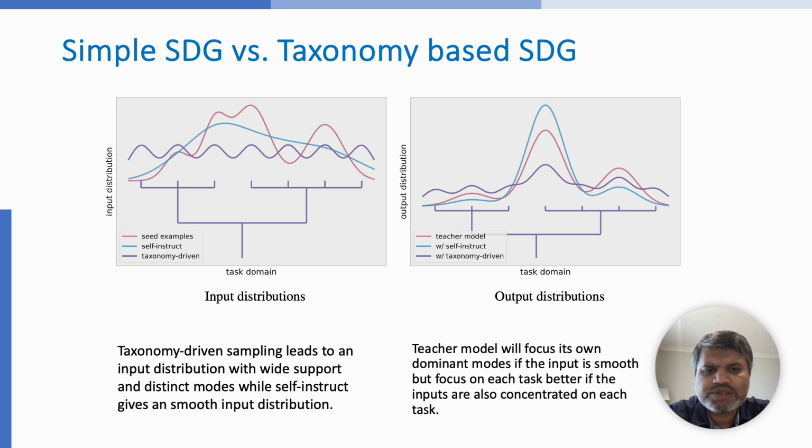If you look at output distributions, again, if we do very smooth self-instruct kind of prompting, we see that the teacher mostly generates the data as per its own distribution. On the other hand, if we do taxonomy driven seed examples, then we see the output distribution that is much broader, and it tries to improve the model in many different domains.